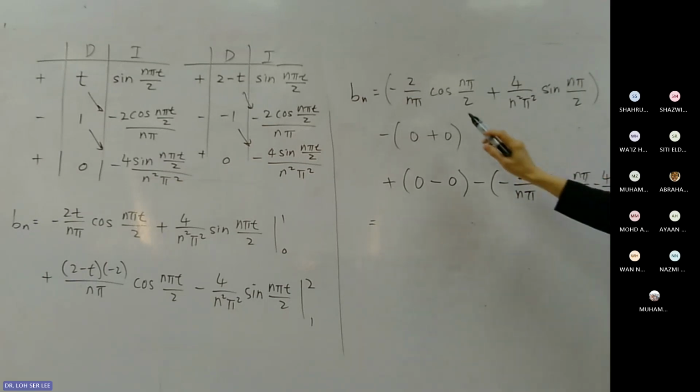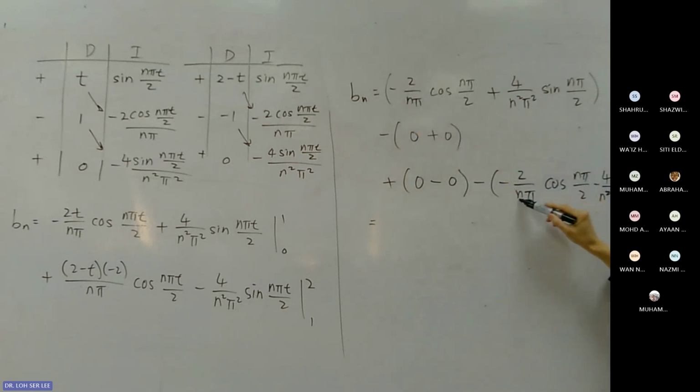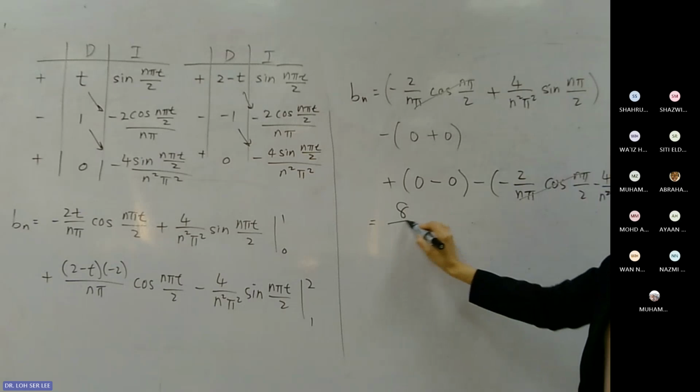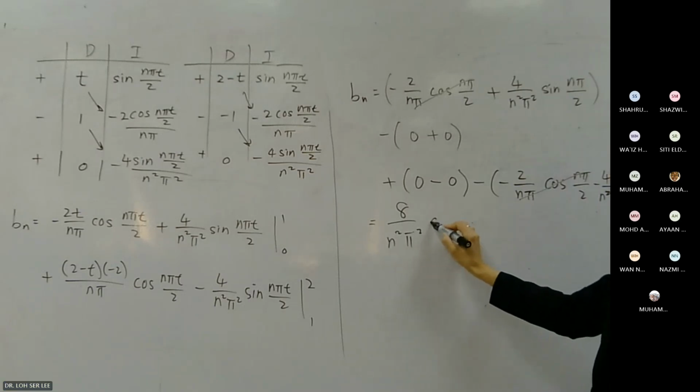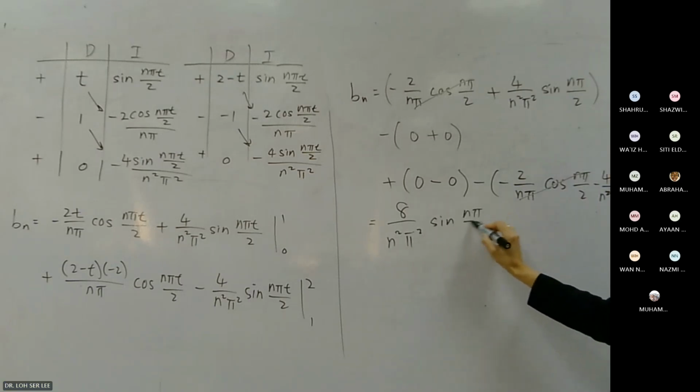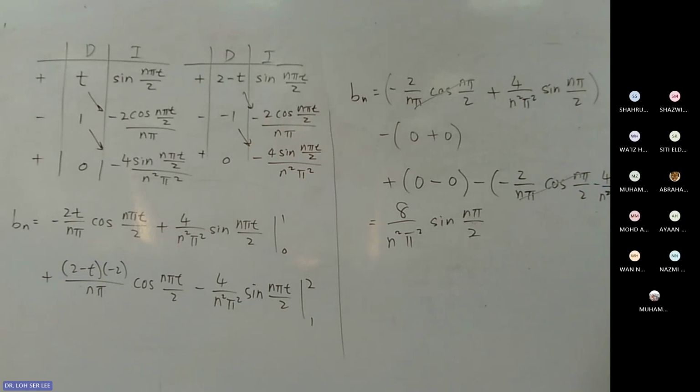Okay. These two are the same function. 1 minus 1 plus. And these two are the same function. This is plus. This is also plus. So 4 plus 4, 8. Okay, this is your Vn.